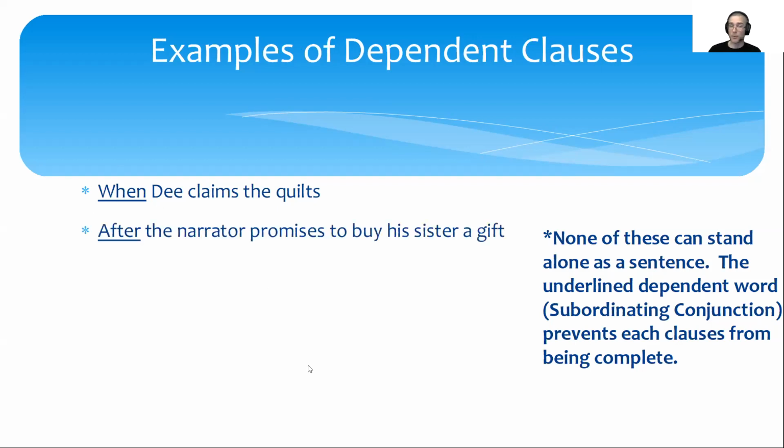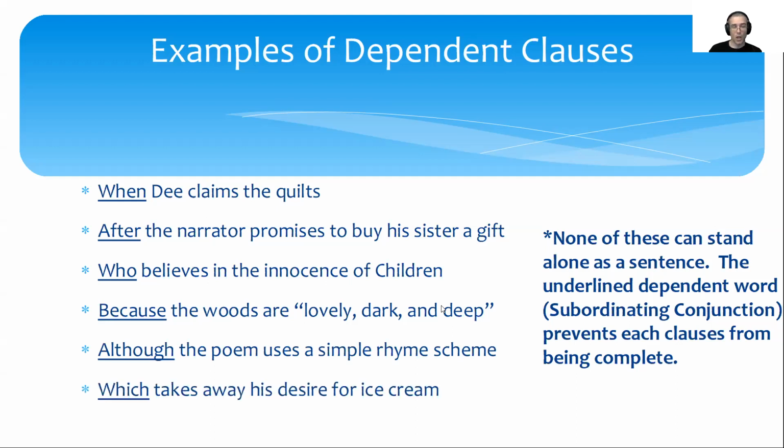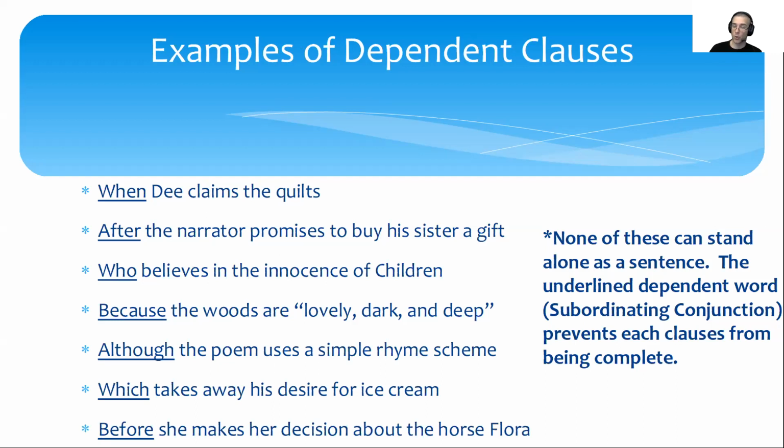After the narrator promises to buy his sister a gift, again, not a complete thought, not a sentence. Who believes in the innocence of children? Now, if I had a question mark after that, that would be a complete sentence because it's a question. But I need more information. I can't put a period there because it's not a complete thought. It's not a complete sentence unless it's a question. Because the woods are lovely, dark, and deep. Although the poem uses a simple rhyme scheme. Which takes away his desire for ice cream. Before she makes her decision about the horse Flora.